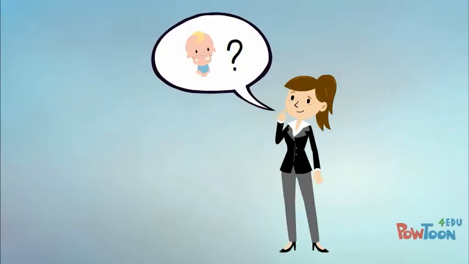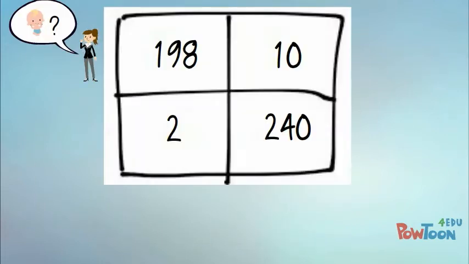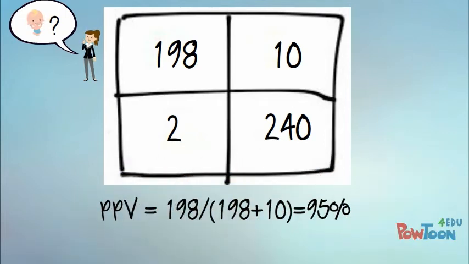Let's apply this knowledge to our woman with a positive pregnancy test. All women in the top row have a positive test and 95% of them are pregnant. As she has a positive test, her chance of being pregnant must also be 95%. Similarly, if the test was negative, there would be a 99% chance she was not pregnant.